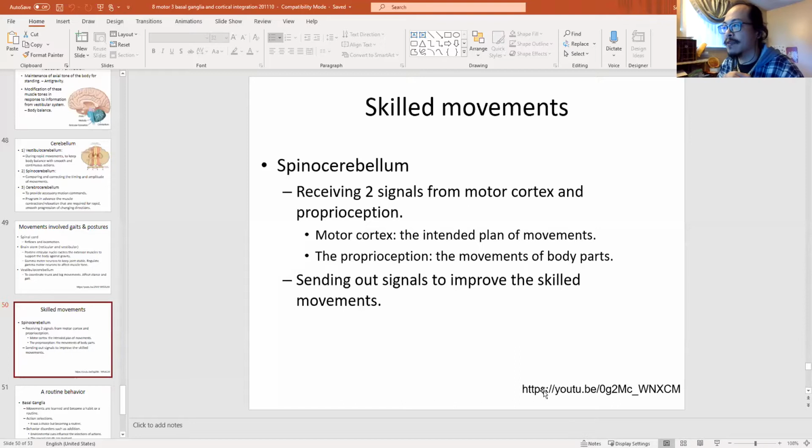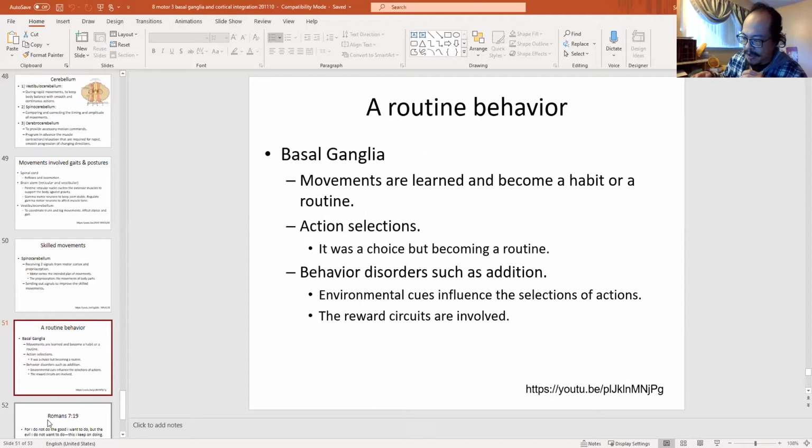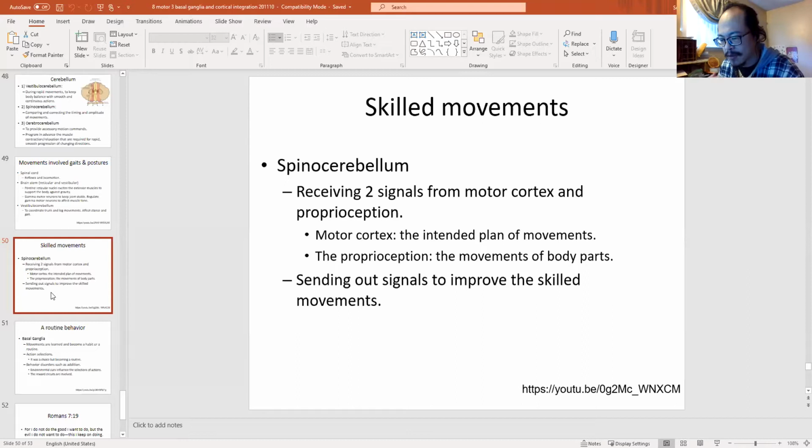And here I also provide you a video, you can watch it, to get an understanding of what I mean by skilled movement trained by the spinal cerebellum. Also, walking is like a repeated movement, controlled by the spinal cord, basal ganglia, and spinal cerebellum. This skilled movement, when we learn it, is programmed, right? This is like training a programming of a movement.